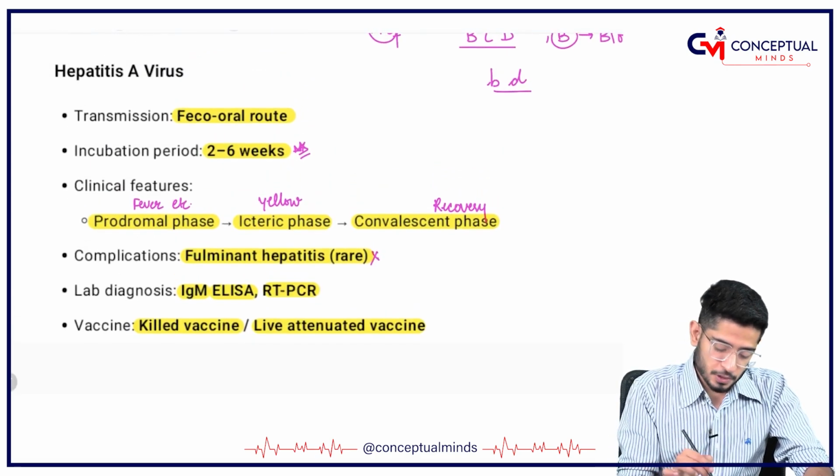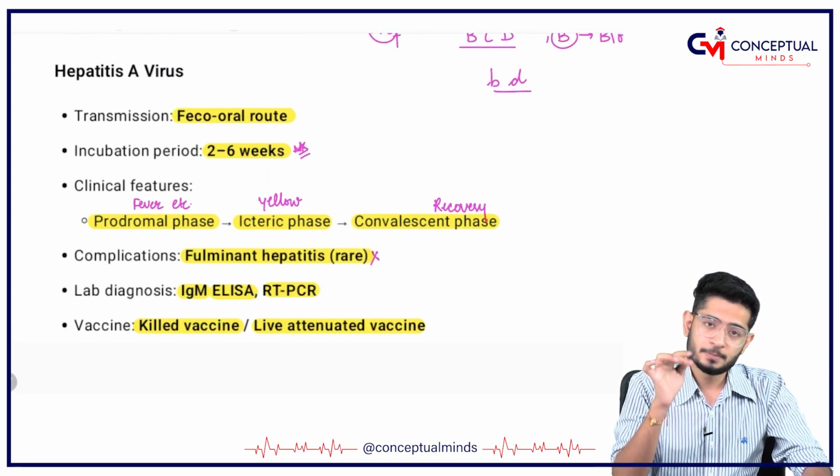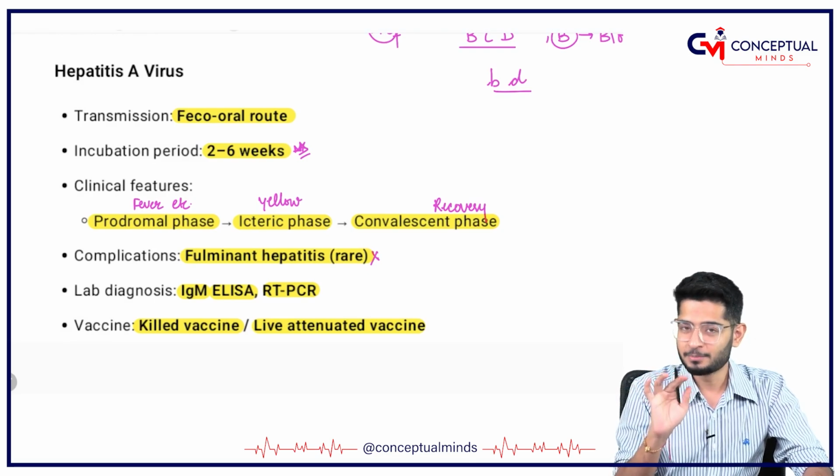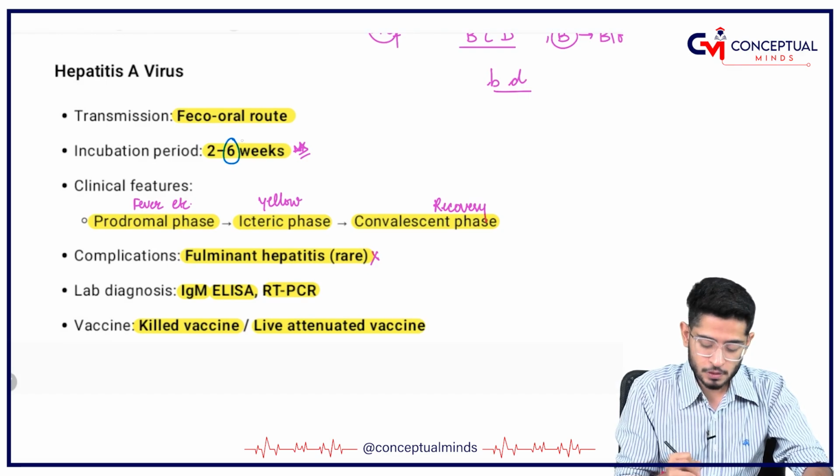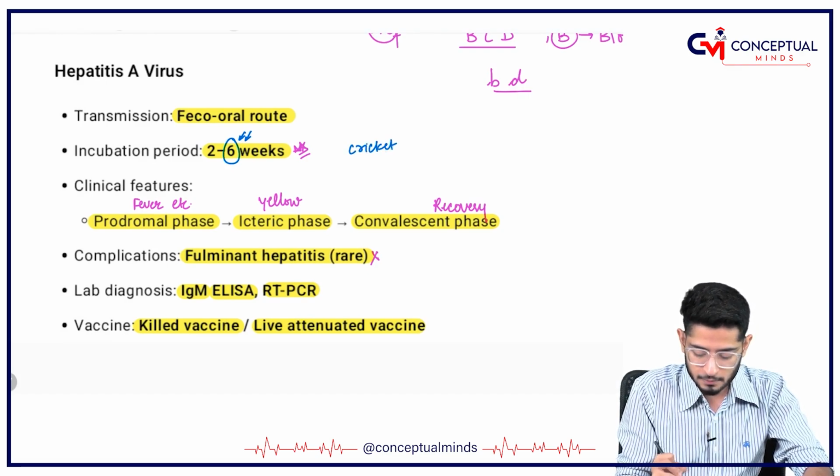How to remember? In a match of cricket, you will be given an A grade, that means a good grade, when you hit 6s, right? So 6 weeks is the incubation period. So from a match of cricket, you can remember it.